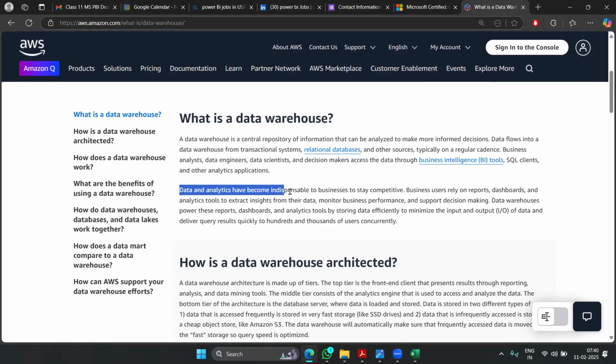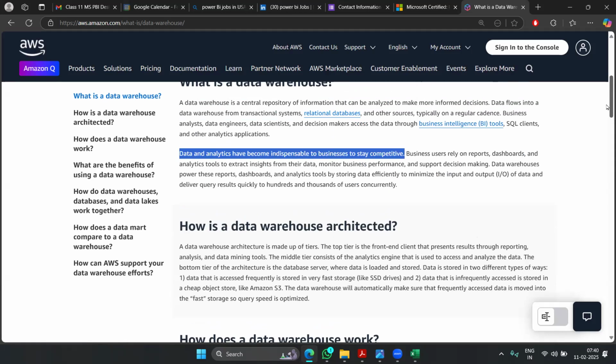Data and analytics have become indispensable to business to stay competitive, right? So that is the reason we included PostgreSQL also. Because even though we do analytics, we should have a good understanding of our data. If you know your data well, half of the job is done as a Power BI developer. And I can 100% confidently say this. And that's what I say: whenever you land into a job and you get a task, first try to understand how your data is organized.